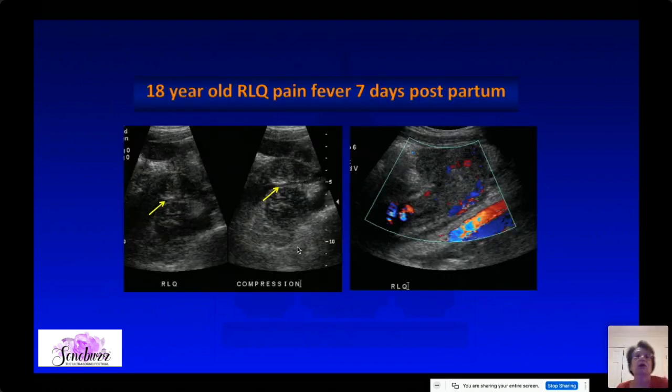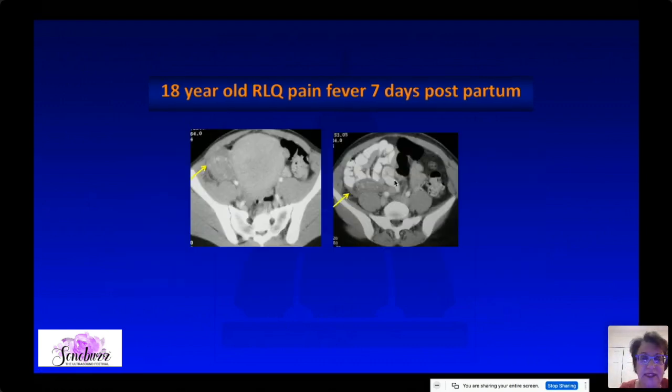How about this patient? This is an 18-year-old woman with right lower quadrant pain, fever, 7 days postpartum. We were concerned about appendicitis, and on ultrasound there is this tubular structure, not compressing, with increased flow around it. It didn't quite look like classical appendicitis, so we got a CT. And on CT, it doesn't look like appendicitis. It's more like a phlegmonous mass in the right adnexa.